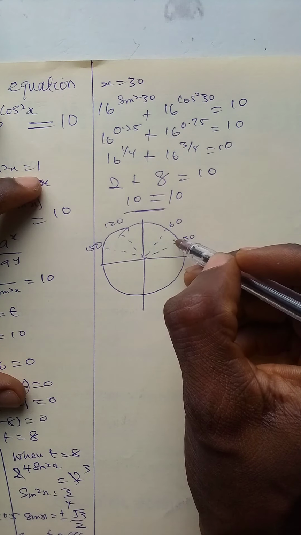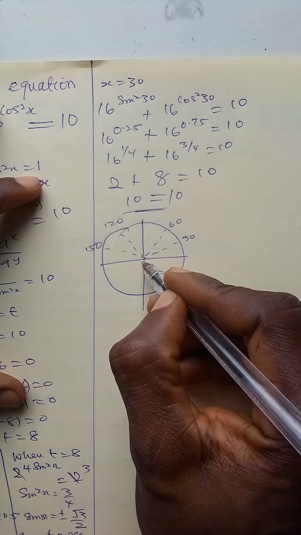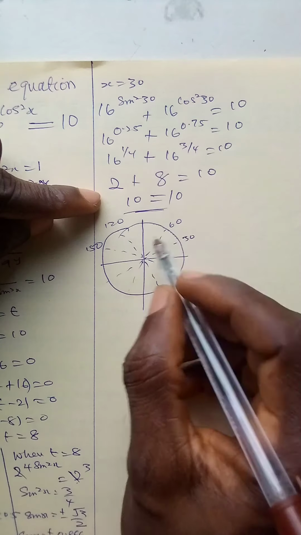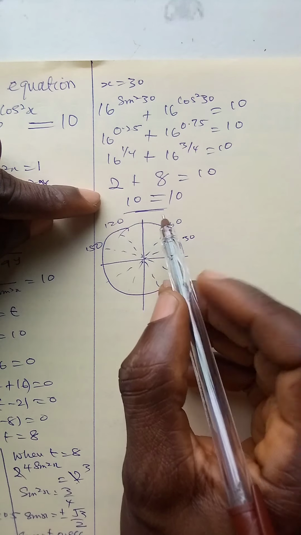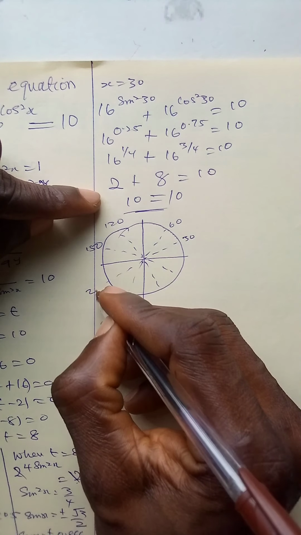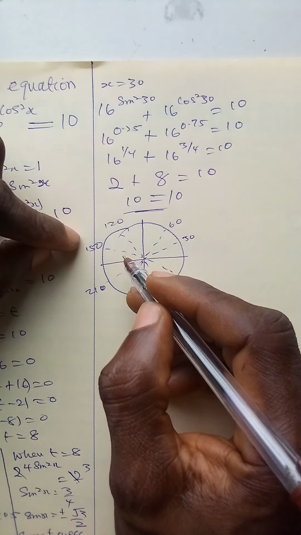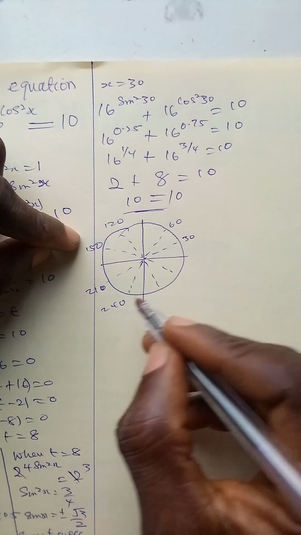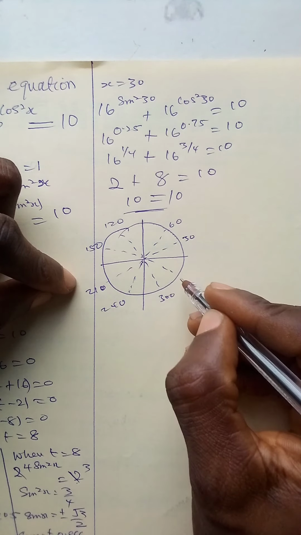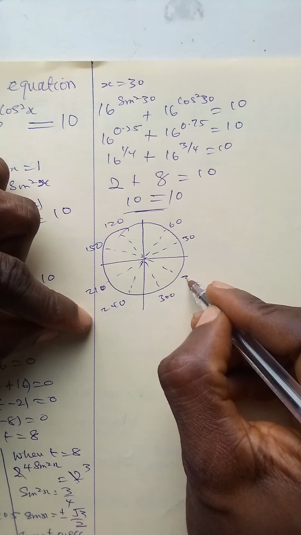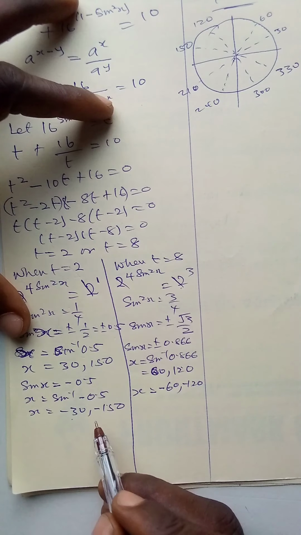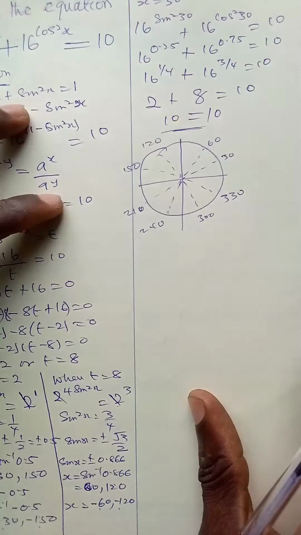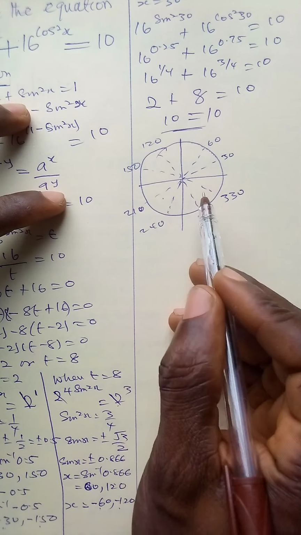Sine of angles is positive in the first and second quadrants. But in the third quadrant, sine of angles is negative, as well as in the fourth quadrant. If I add 90 to 120, I will have a solution in the third quadrant, and that solution is 210. Add 90 to this, I will also have another solution in the third quadrant, which is 240. Now, add 90 to this, I will have 300 in the fourth quadrant, and this is 330. All the negative values, minus 30, minus 150, minus 60, minus 120, are all equivalent to sine of angles in the third and fourth quadrants.